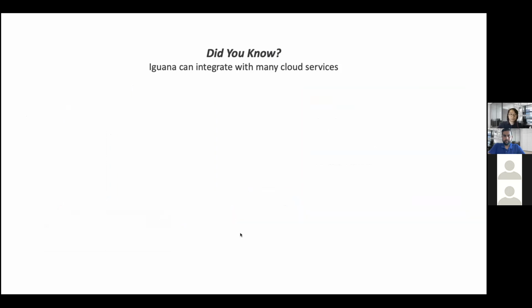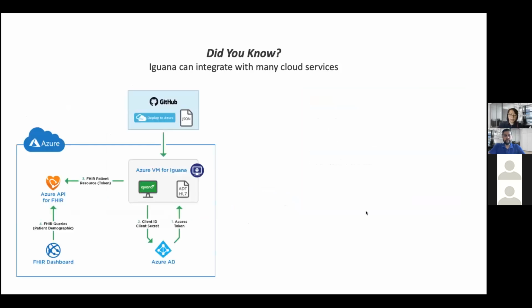And now finally, in the realm of cloud services, Iguana can also integrate with clinical cloud services. From Azure and AWS's foray into creating FHIR servers to Google's development of their healthcare API, we can see a growing trend in cloud-based healthcare services. So let's go back to our Azure FHIR POC, as this is one example of how we can use Iguana to integrate with those cloud-based healthcare services. So let's take a closer look at this POC together.